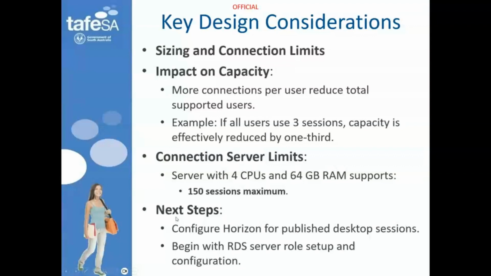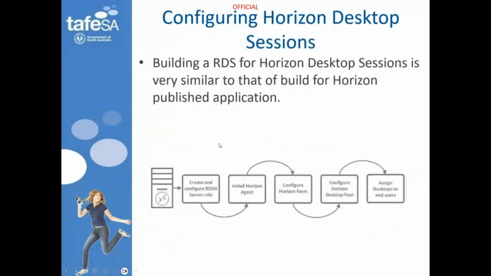The next steps include configuring Horizon for published desktop sessions. You begin with the remote desktop service server role setup, and we did that last week, didn't we? All right, so we configure the server role, we install the Horizon agent, we then go to the Horizon server and configure the Horizon farm, we configure the Horizon desktop pool, and then we assign desktops to the end user for the entitlements. You'll see that today we won't be doing this or this because we did that last week. We're trying to save on the number of servers, so we're just going to use the same server again.